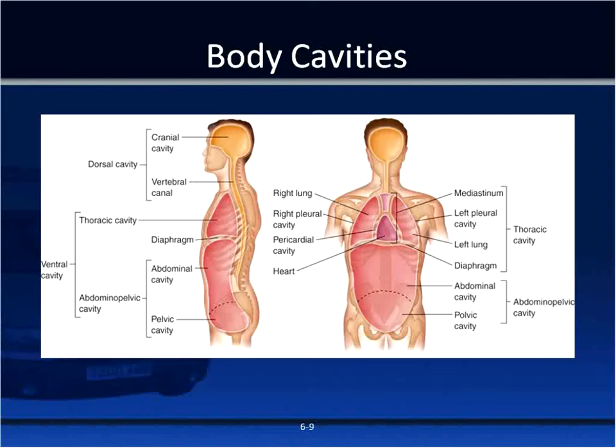Oh, you know what? The kidneys. The kidneys are actually located in the abdominal cavity, but they're outside of the peritoneal sac, which contains most of your abdominal organs. They're retroperitoneal.